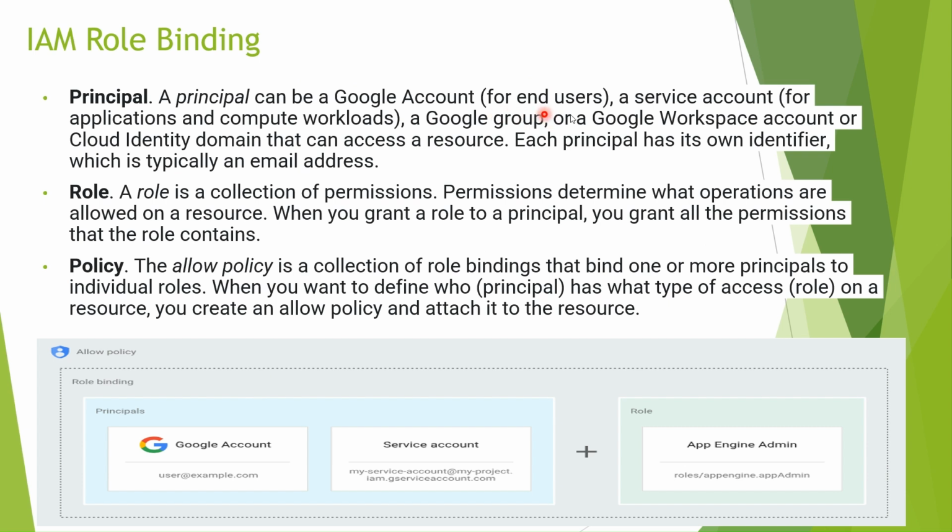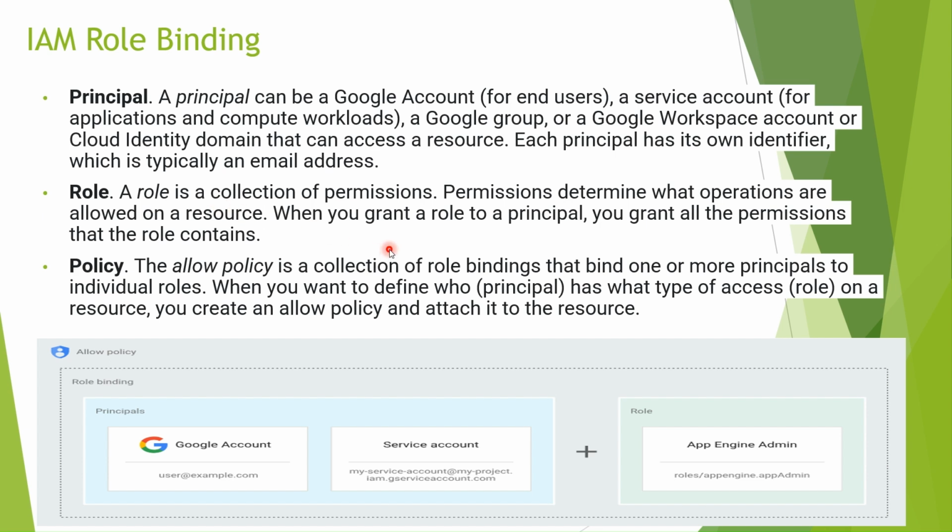A principal can be a Google account, for example for your end user, a service account, a Google group, a Google Workspace account, or a Cloud Identity domain that can access a resource. Each principal has its own identifier, which is an email address, so we must have an email address to assign a role to it. After that, we have the second part, which is called a role. A role is a collection of permissions. Permissions determine what operations are allowed on a specific resource.